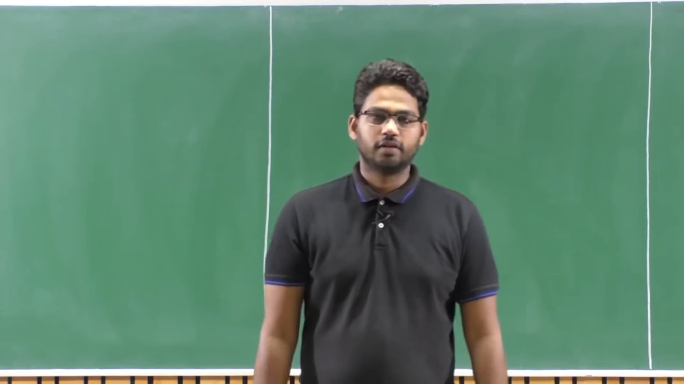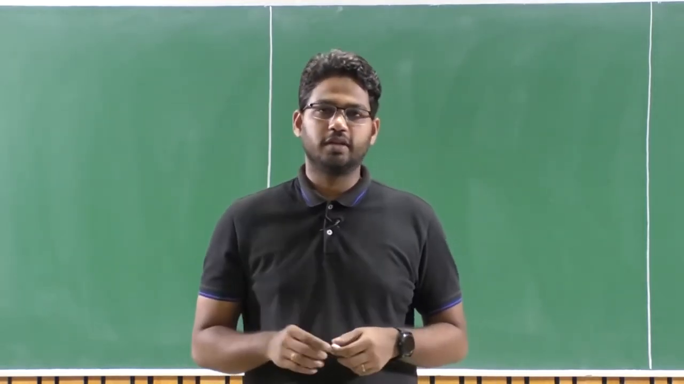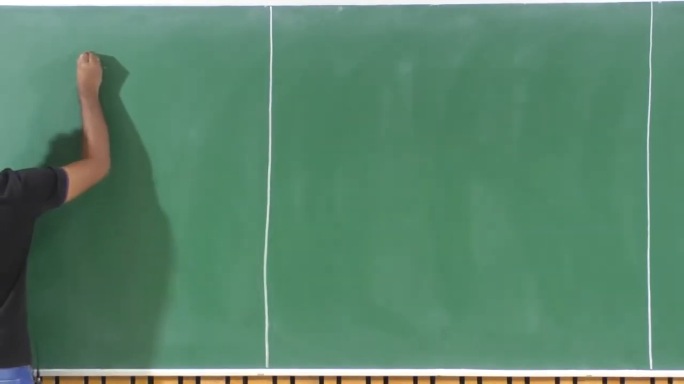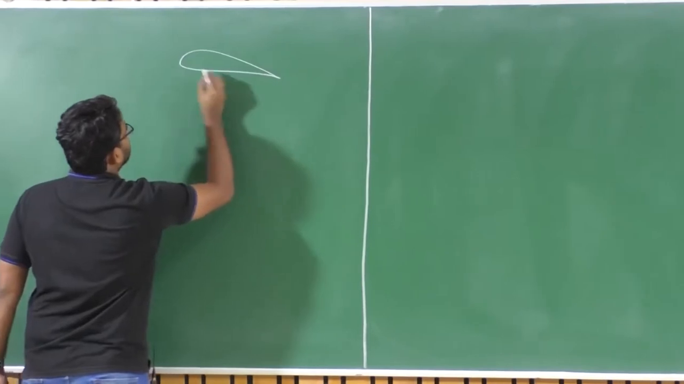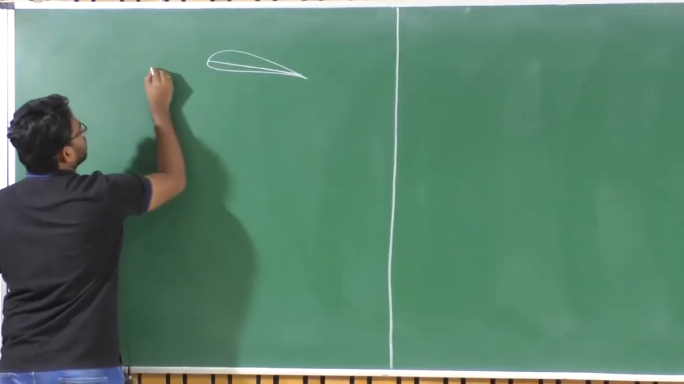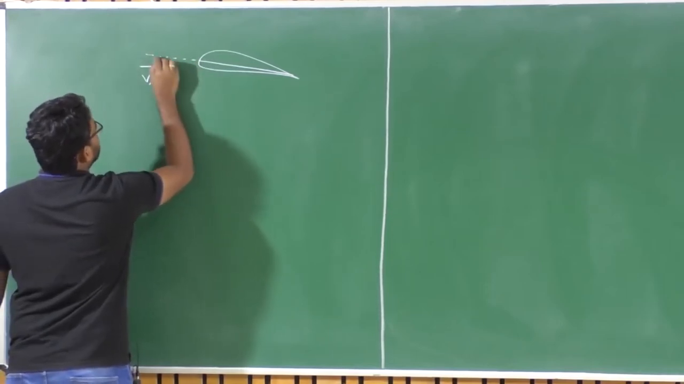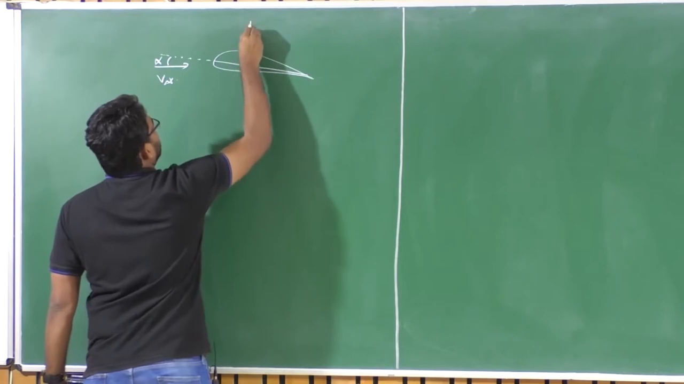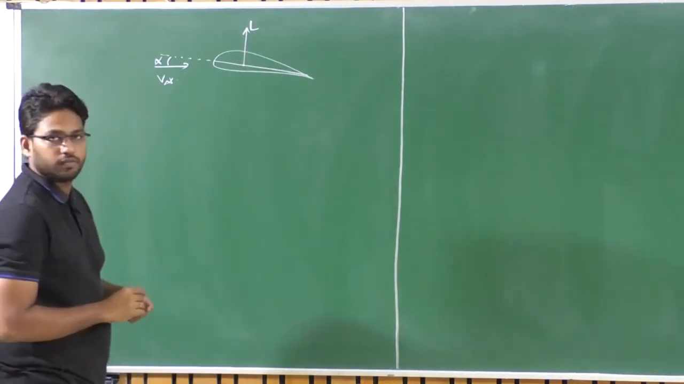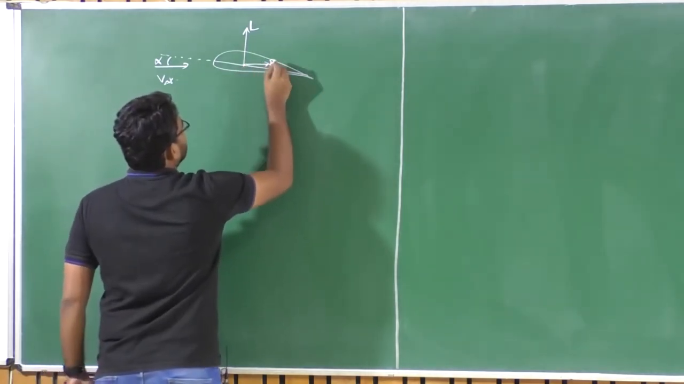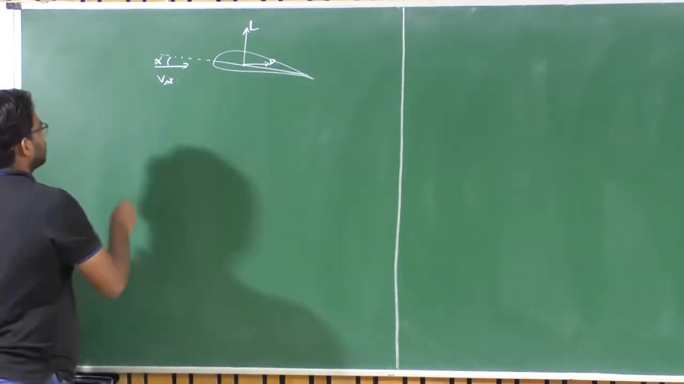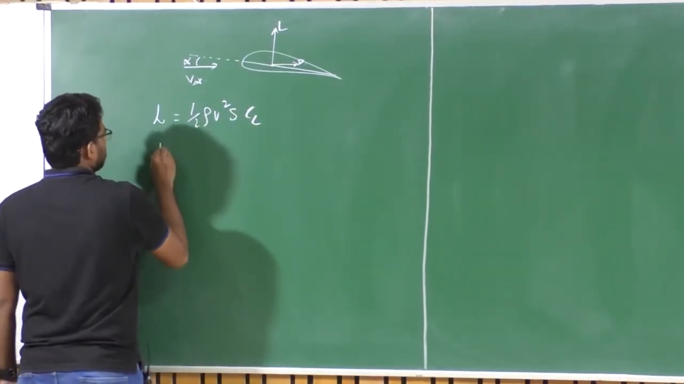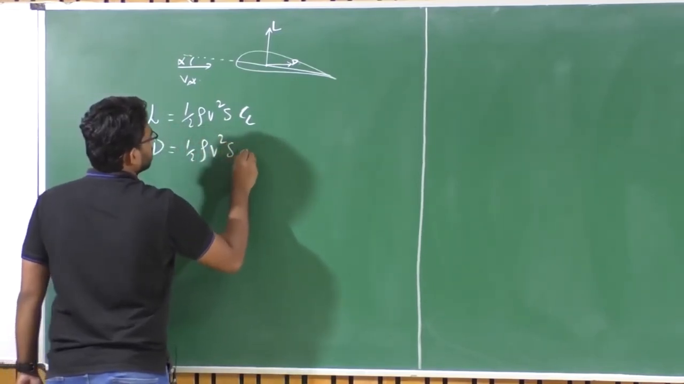Hello all, welcome back. In our previous lecture, we discussed how aerodynamic forces, namely lift and drag, are produced on an aerofoil, and we defined what lift and drag are. So, let's consider an aerofoil. When there is flow, the orientation of this aerofoil with respect to the flow is the angle of attack, represented by alpha. Lift is the component of the resultant aerodynamic force acting perpendicular to the free stream, and drag is the other component, acting along V infinity. We defined lift as half rho V square S CL, right? And at the same time, we have also defined drag as half rho V square S CD.